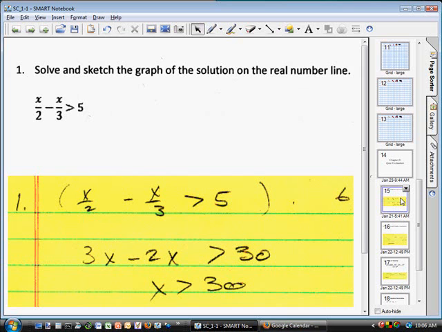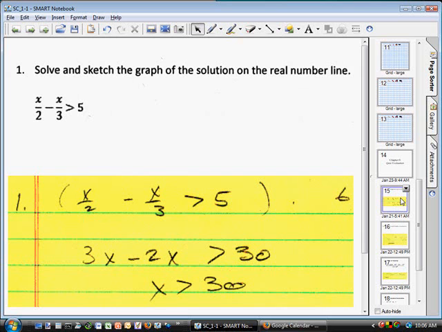Could I have done it with fractions? Sure. You can also just add x over 2 or subtract x over 2 minus x over 3, get a common denominator. Could have done it that way. I just prefer this idea of getting rid of the denominators. It seems to simplify the problem. In fact, in this case, look, it just becomes quite simple. It's just x is greater than 30.